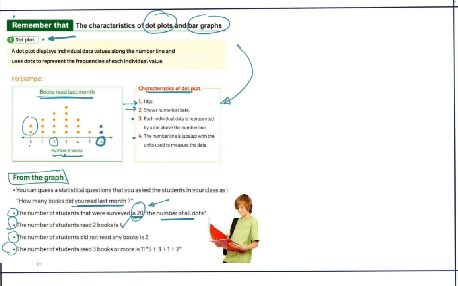Last point: number of students who read 3 books or more. From 3 books and more, maybe 3, 4, 5, 6. Just count 1, 2, 3, 4, 5, 6, 7, 8, 9, 10, 11. That will be 11 for 3 books or more. I will count this part of the dots. Okay, now this is the dot plot. Go to the bar graph.